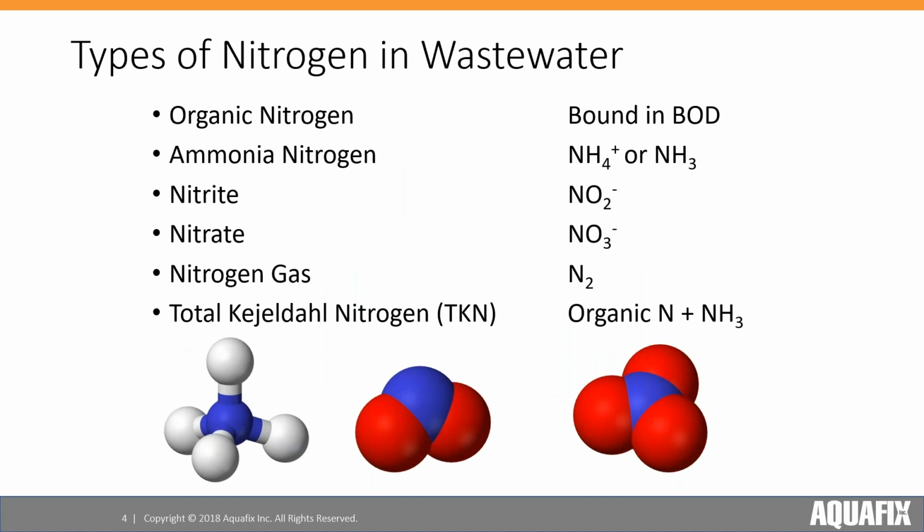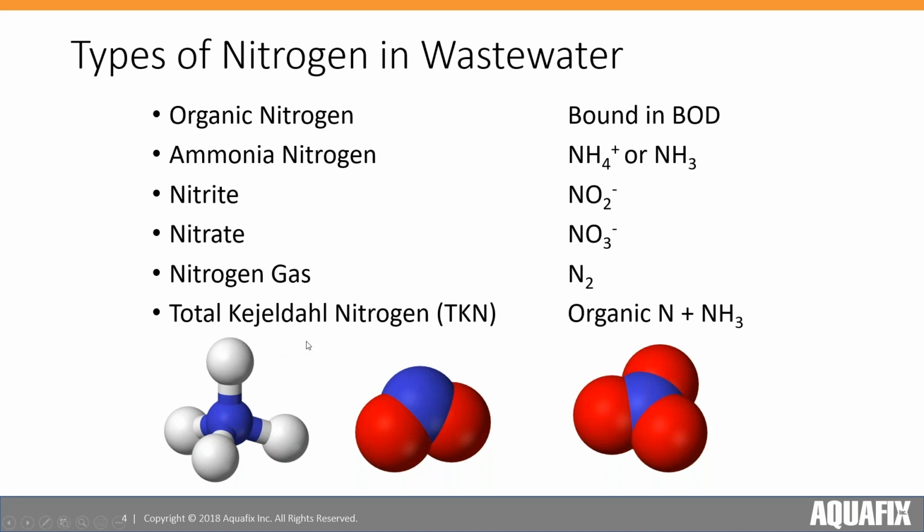Nitrogen takes several forms in wastewater, and we'll just go through all the terms so that everyone's on the same page, and then we'll look at some of these a little bit more closely. Organic nitrogen is the nitrogen that's bound in BOD. Ammonia nitrogen is kind of a shorthand term that incorporates both the ammonium ion, NH4+, as well as ammonia, which is uncharged, NH3. Nitrite and nitrate are two oxidized products of ammonia nitrogen. When nitrification occurs, ammonia is oxidized all the way down to nitrate, which is denitrified through anaerobic processes all the way back to nitrogen gas, which then gets released into the atmosphere.